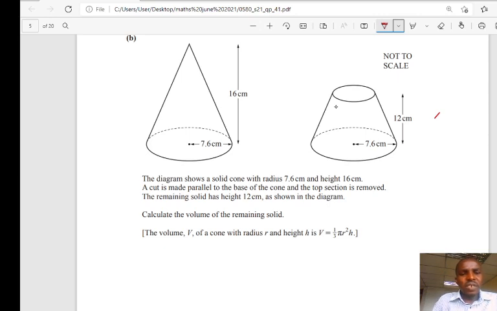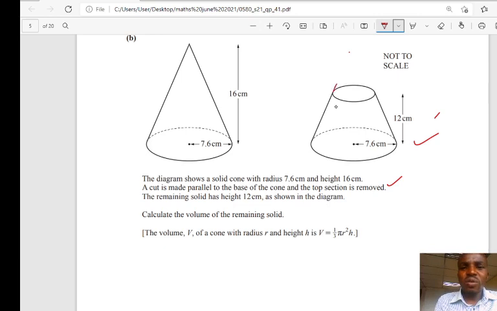It's a frustum. Then next, a cut is made parallel to the base of the cone, and the top section is removed. Then calculate the volume of the remaining solid. So there's a cut that was made. You can see there's a cut made here. Then you want to calculate the volume of the remaining solid. This one. How can you calculate the volume of that one?